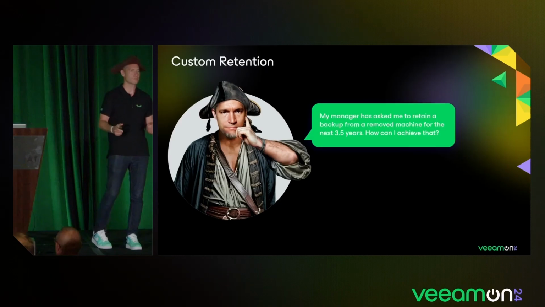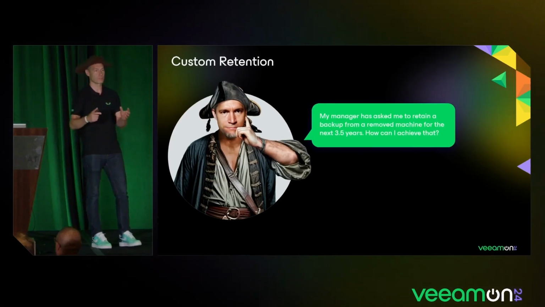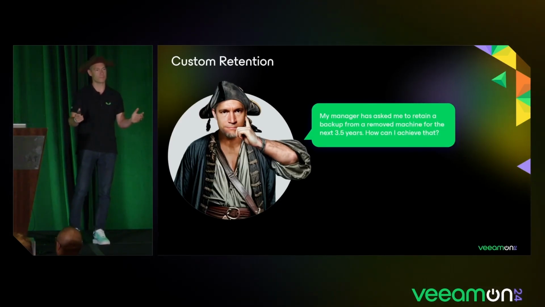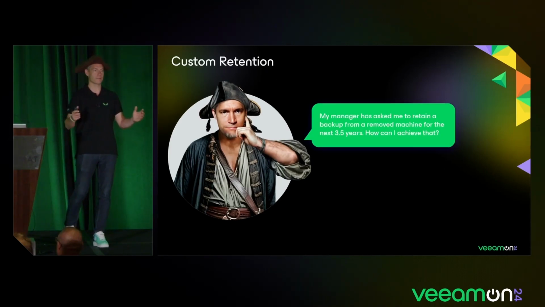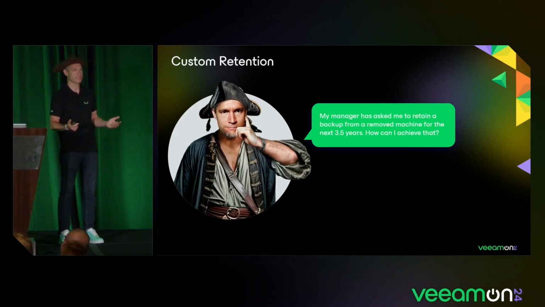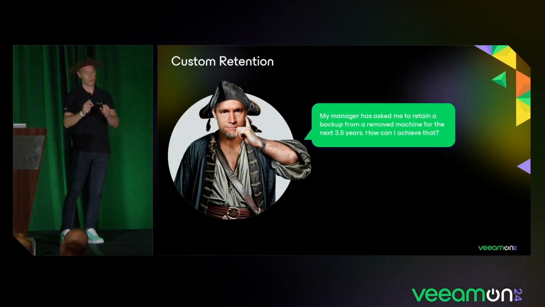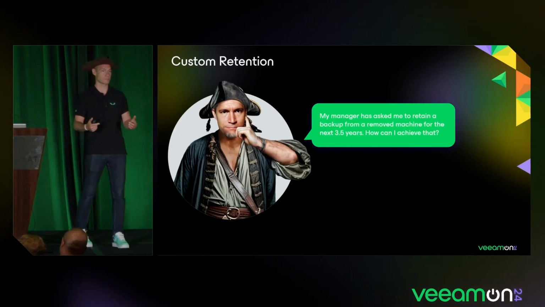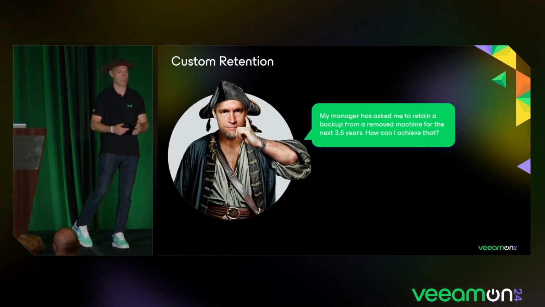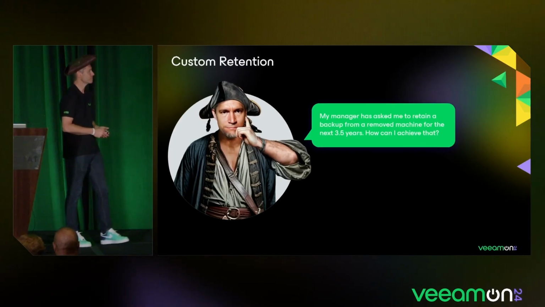Sometimes it's necessary to have a custom retention for a given restore point. Imagine you have a backup job with 100 virtual machines, and all of them have a 30-day retention. And now your manager comes and says, hey, I need a dedicated, really long retention for only one VM out of the 100, because we have to keep this last backup for a longer time. How can I achieve this?